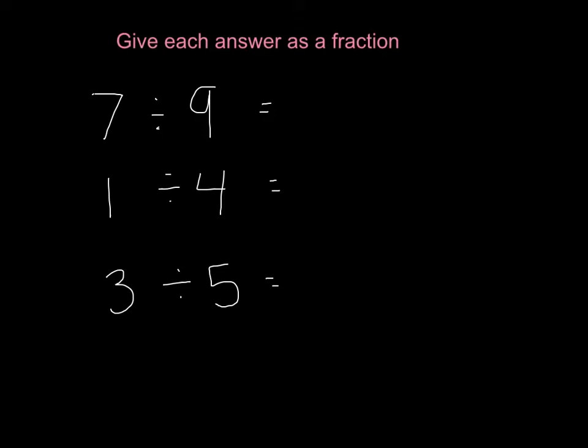This first question says 7 divided by 9. If you were to write this in a fraction format, your 7 would be your numerator and 9 would be your denominator. So 7 divided by 9 actually equals the fraction 7/9. 1 divided by 4 is the fraction 1 over 4, which is 1/4. And finally, if you were to do 3 divided by 5, your ending fraction would be 3 as your numerator and 5 as your denominator to make the fraction 3/5.